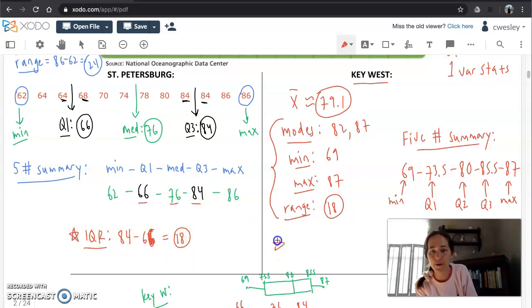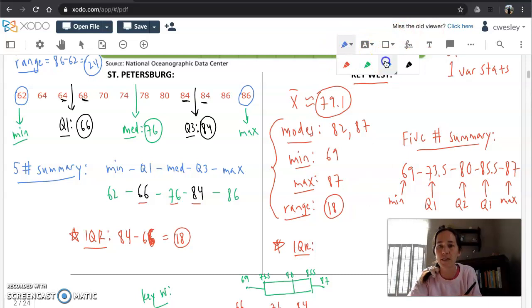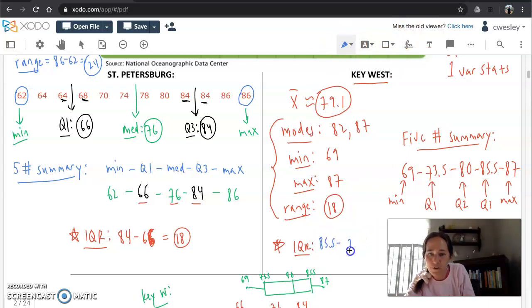How about an IQR here? So IQR. Use Q3 minus Q1. So in this case, 85.5 minus 73.5. So this set of data happens to have an IQR of only 12. The middle 50% is a bit more consistent, and this box just spans 12 degrees on the number line.